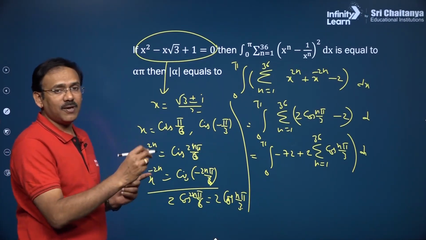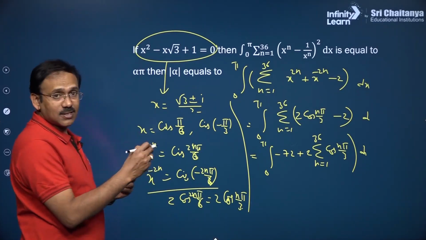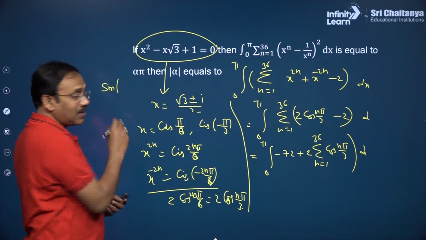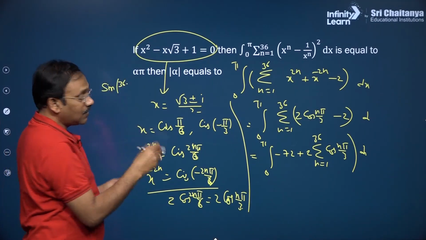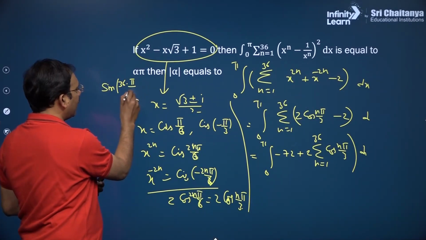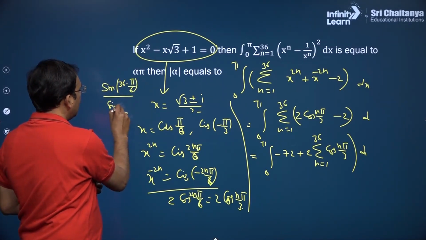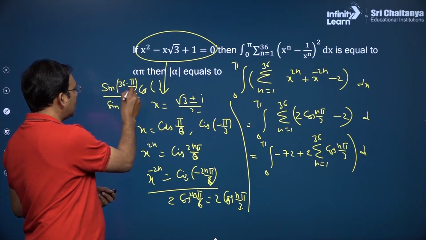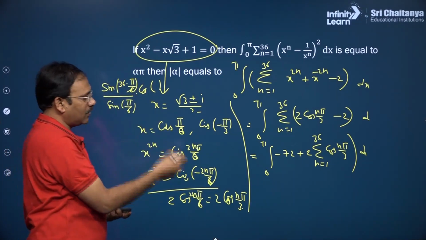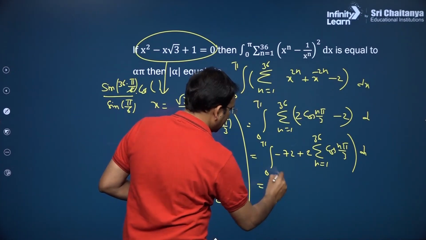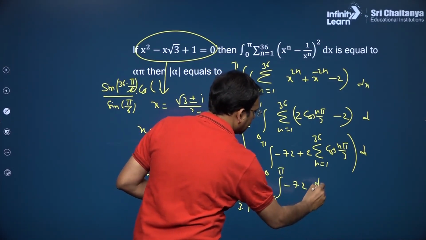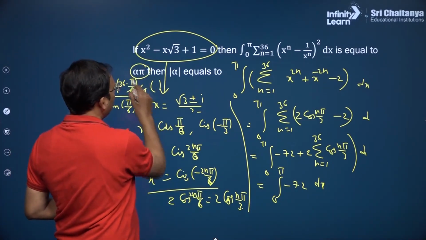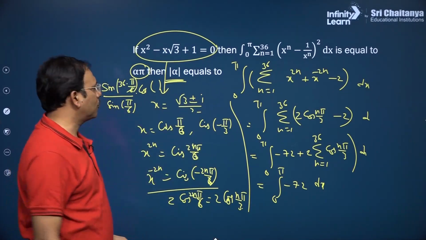You can see it is an AP, the sum of cosines in AP, 36 terms, common difference is pi by 3. It means you can write sin(n d by 2) into cos of (first angle plus last angle) by 2. Here n is 36, d is pi by 3, d by 2 is pi by 6, but this itself is sin 6 pi, which is 0, divided by a finite value, so this value becomes 0, my dear friends. Integral from 0 to pi of minus 72 dx is going to be minus 72 pi. So alpha is minus 72 pi, and mod alpha is going to be 72, my dear friends.